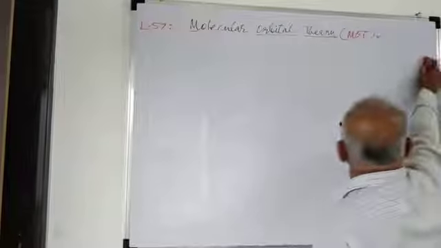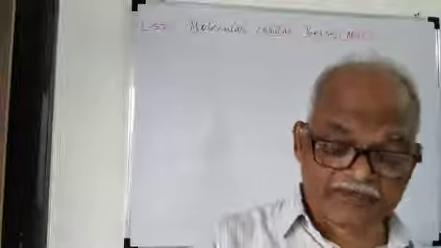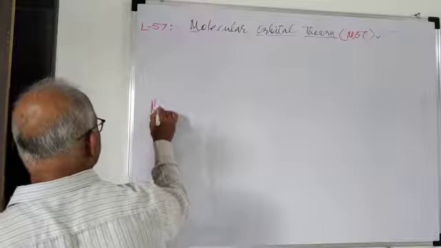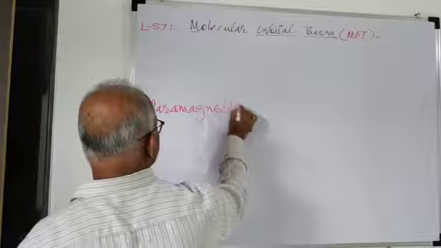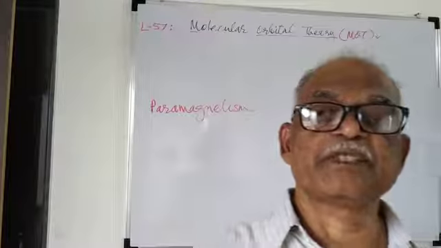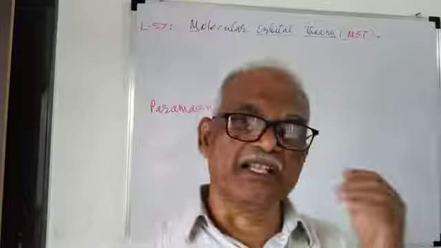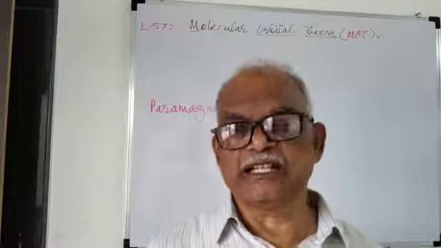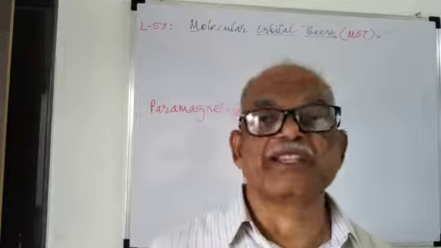And for this purpose, we must know what are the first two terms. That is, what is magnetism, that is paramagnetism. Paramagnetism is a behavior of a substance when we place the substance in a magnetic field, and if it shows attraction towards the applied magnetic field, then we say that it shows paramagnetism.